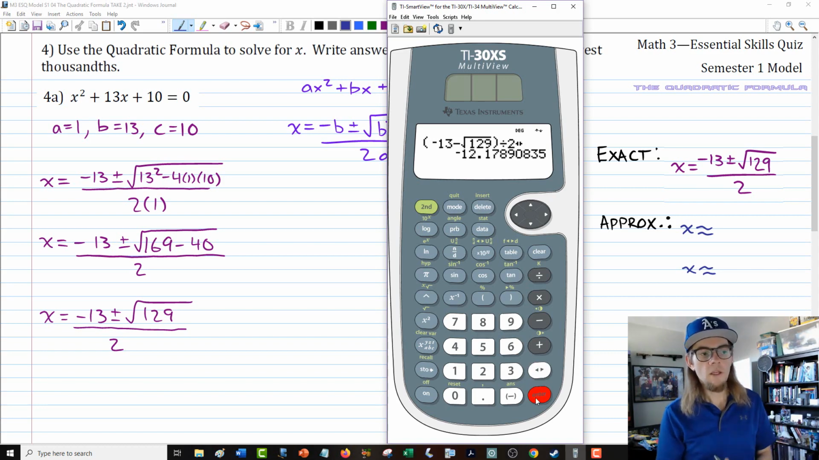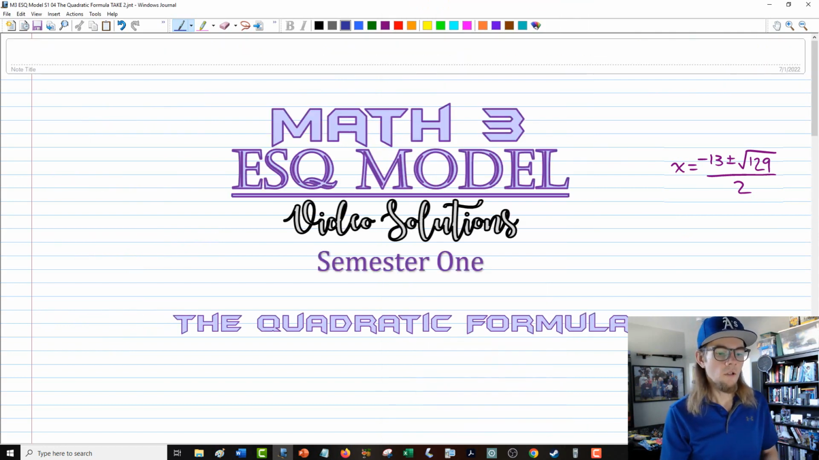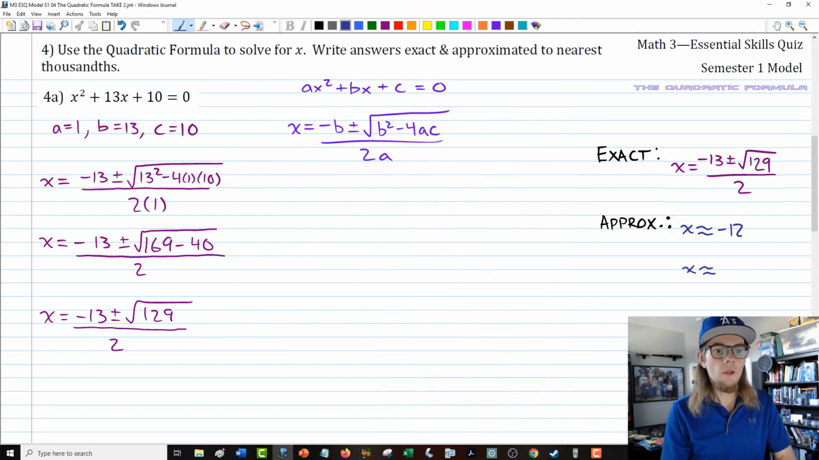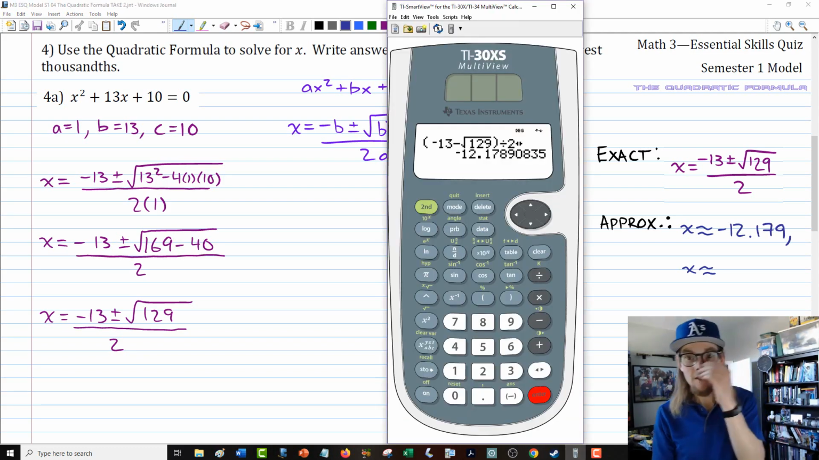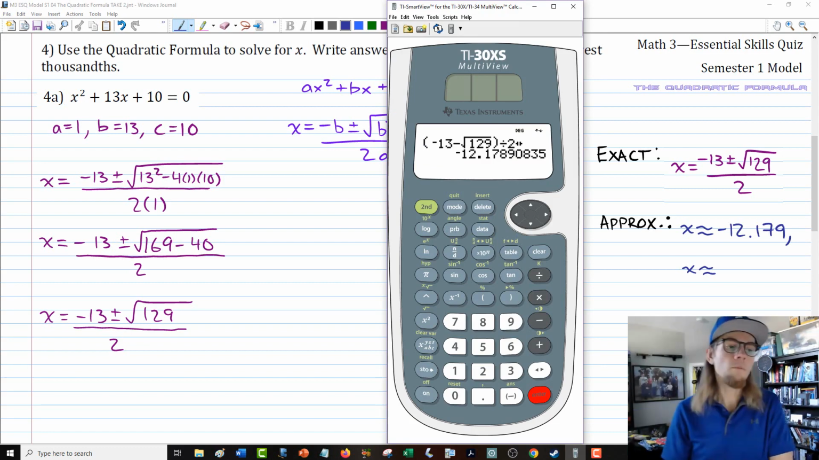When I do though, we get our first x value. It's going to be negative 12.179. Oops. Negative 12.179. So there's our first one. Came out pretty cleanly, but as I said, this is sort of awkward to work our way through.